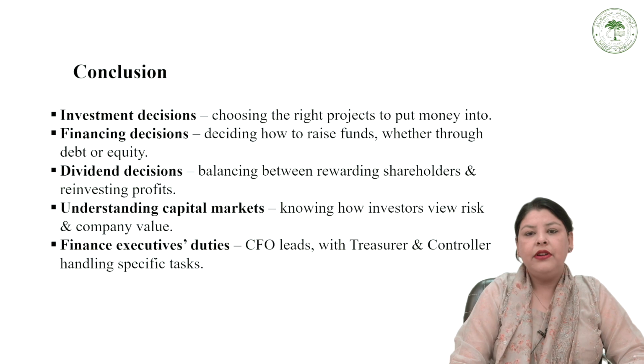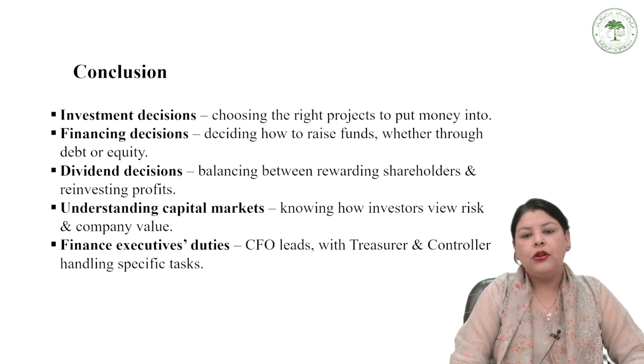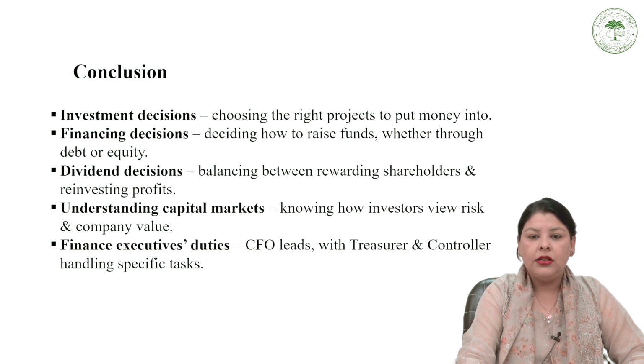So, to wrap up the six key functions of money management, we now conclude: investment decision means choosing the right projects to put money into. Financing decision means deciding how to raise funds, whether through debt or equity. Dividend decisions are for balancing between rewarding shareholders and reinvesting profits. Understanding capital markets is about knowing how investors view risk and company value, and finance executive duties include CFO, treasurer, and controller handling specific tasks. In short, all these functions together help a company survive, grow, and create long term value.